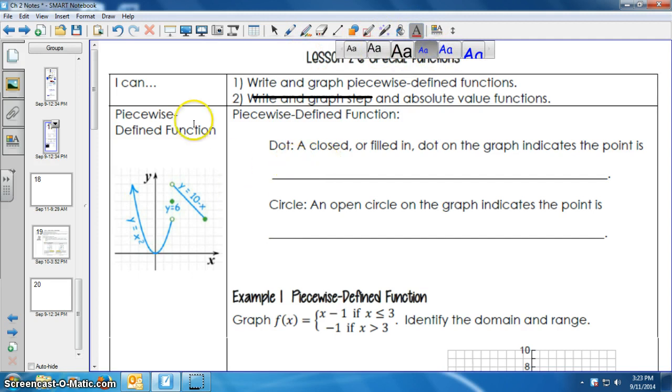So let's go ahead and talk about what a piecewise function is. Notice the word piece here. So it's pieces. Pieces kind of put together.